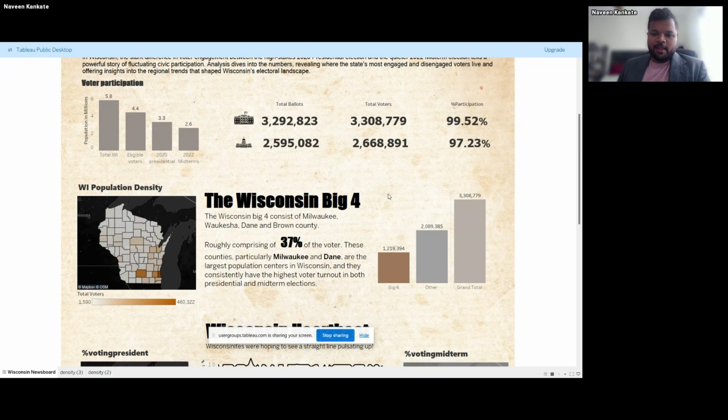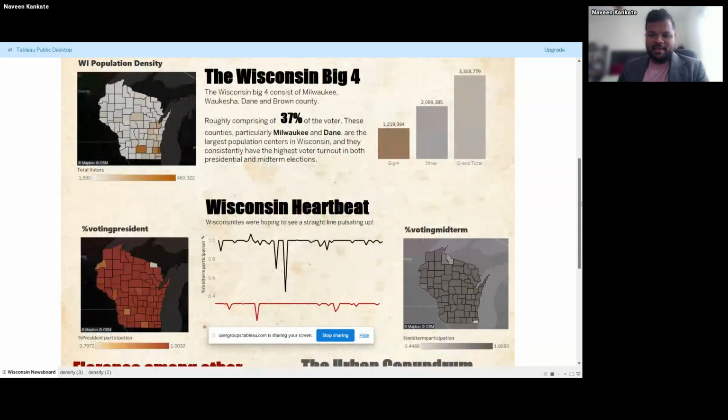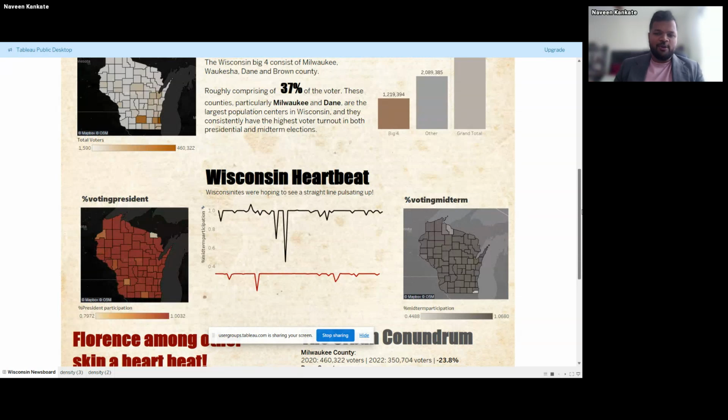Moving on, let's look at what Wisconsin's heartbeat is like. The heartbeat of Wisconsin is essentially calculating the percentage of people who signed up to vote who actually went out and voted. Ideally, you would like to see a straight line or something which is pulsating up. Now, that was not the case.